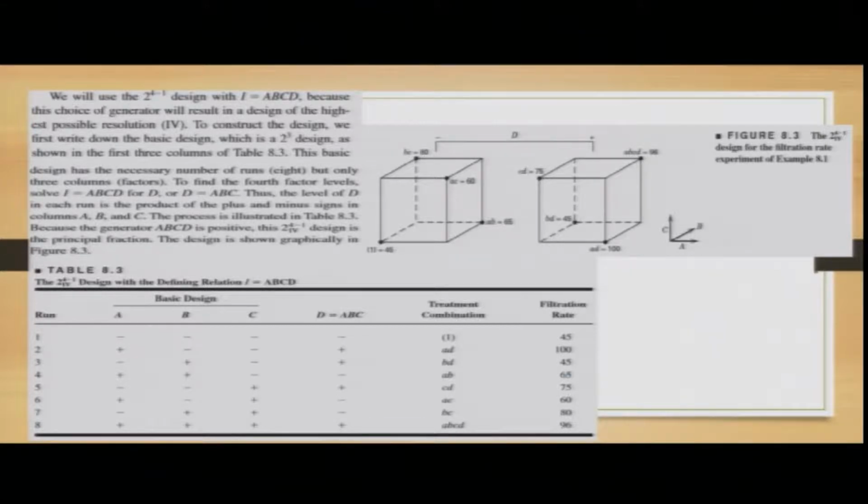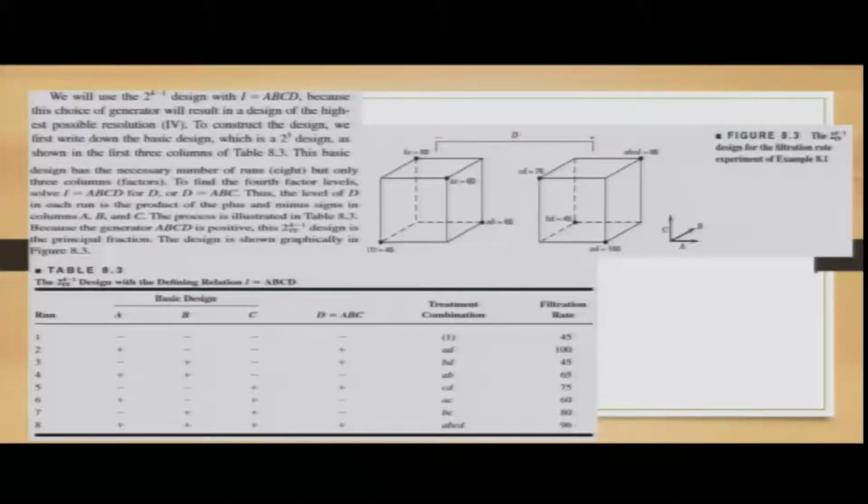To find out the 4th level, which is basically the level of significance, we have to find out A, B, C, D combined together, so we need to resolve it. Thus, the level of D, which is the 4th factor in each run, is the product of the plus and minus signs given for A, B, C combined together and taken separately. So, combinations can be 2 at a time as well as 3 at a time.